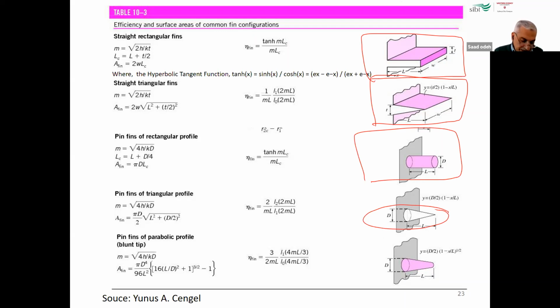Each one of them has a fin efficiency. You can find the fin efficiency by following the table formula. You need to substitute these values in this efficiency and you get the efficiency. Once you get the efficiency, you say efficiency is actual heat divided by ideal heat. Then you can find the actual heat, because for the ideal we follow Newton's law. It's simple, but the actual is unknown. So you can find the actual heat lost from the fin.